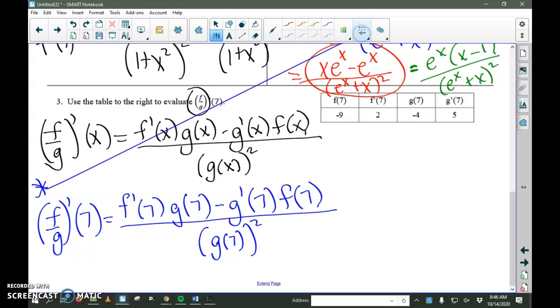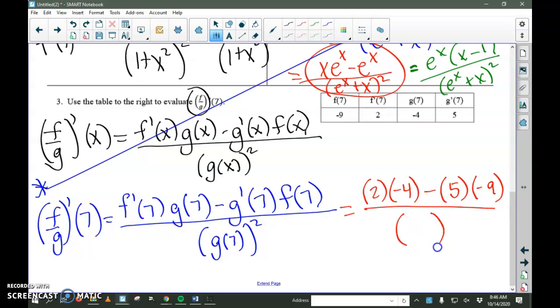But I'm not done yet. I now need to go and fill this out. So f prime of 7 based on my table is 2. And g of 7 based on my table is negative 4, minus g prime of 7 based on my table is 5. And f of 7 is negative 9, all divided by g of 7, I'm going to put in parentheses, right? g of 7, that function is being squared.